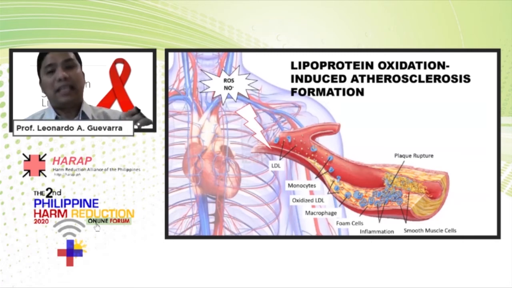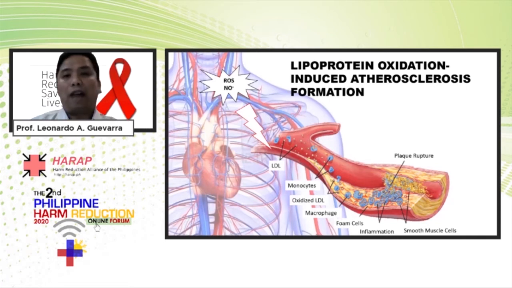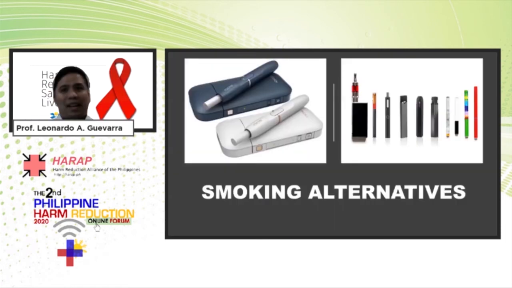Hence, it is the primary source of several cardiovascular disorders, which include hypertension, and you also have your stroke and myocardial infarction. So these mechanisms are the ones which trigger people to think, how are we going to reduce the harm that is caused by cigarettes? Hence, you have your smoking alternatives. You have two types of smoking alternatives. One is the heat not burn, and the other one is the e-cigarette.